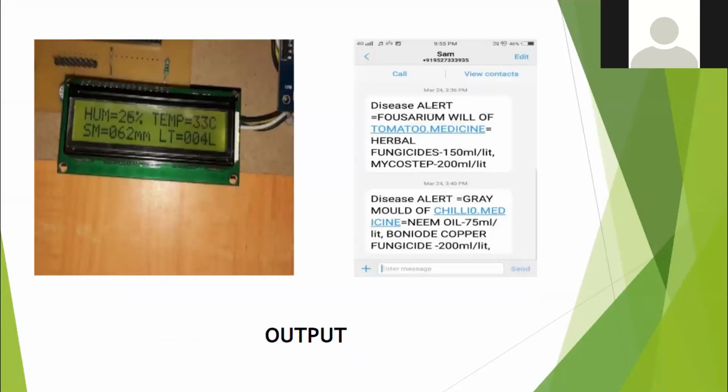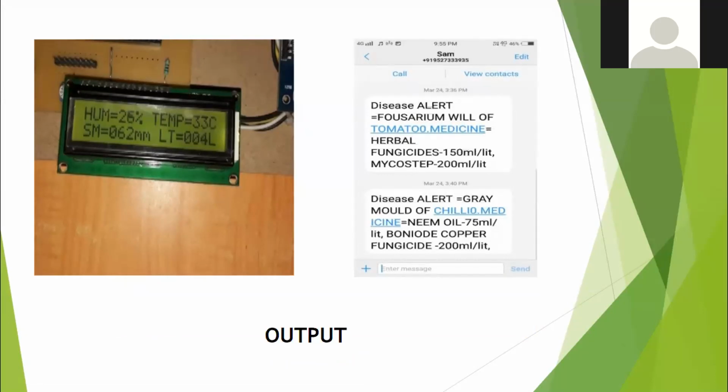In the right side pick, the LCD display shows the light, humidity, temperature, and moisture level of the plant. Then in the left side pick, it shows what type of disease has attacked the plants, and it gives some suggestions about the medicines.